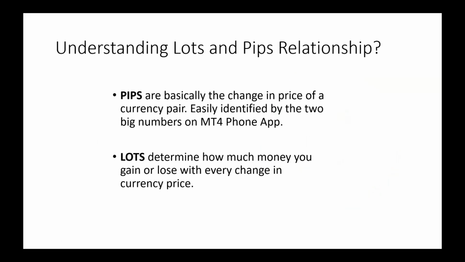All right, so understanding lots and pip relations. Pips are basically the change in price of a currency pair, easily identified by the 2 big numbers on the MT4 or the phone app. Lots is how much money you're going to gain or lose with every change in the currency price. So we're going to show you what the value of each lot is, and how to calculate your pips when you get in.